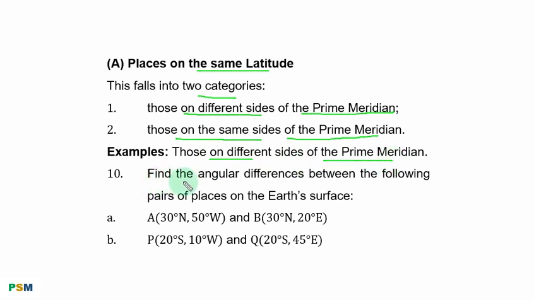Example 10, find the angular differences between the following pairs of places on the Earth's surface. A part of example 10, you have point A, latitude 30 degrees north, longitude 50 degrees west, and point B, latitude 30 degrees north, longitude 20 degrees east. From here, you are saying same latitude, 30 degrees north, then different sides of the prime meridian, 50 degrees west, 20 degrees east. And you have B part of example 10.